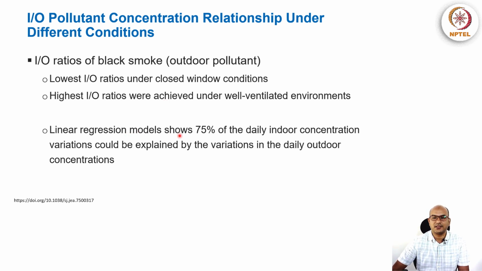Generally, regression models have shown that 75% of the variation in the indoor concentrations could be explained by the variation in daily outdoor concentration. So as the daily outdoor concentration changes, the daily indoor concentration changes, which suggests again that outdoor air is an important source of indoor air, especially in terms of black smoke.